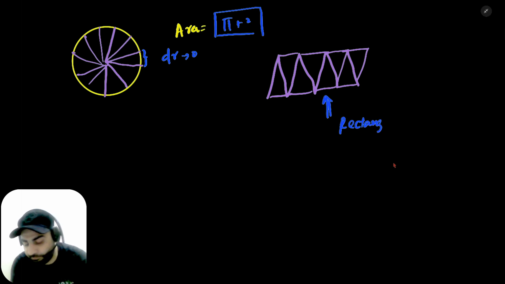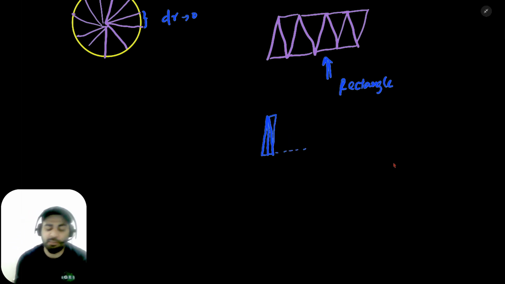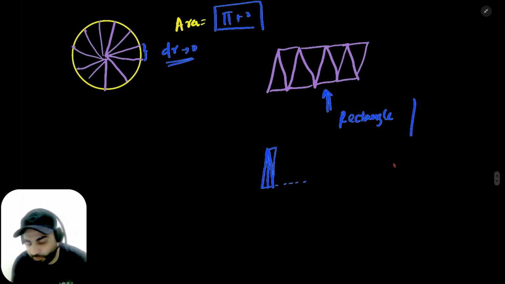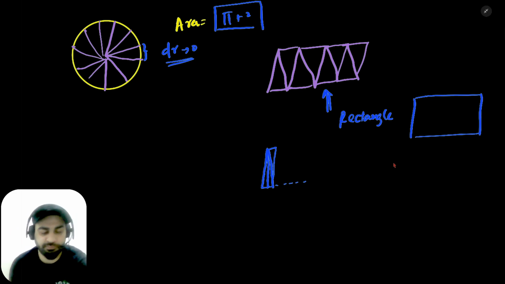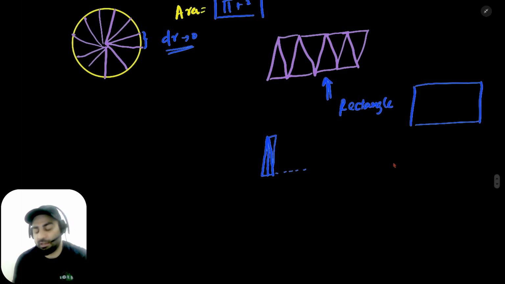rectangle. So how many of you agree on this point? The more these slices become thin, for example, if I made it really thin, it'll be like this, something like this. And you will see the more this dr approaches zero, this will turn out to be a rectangle like this. So do you agree on this point? Yes, sir. So this will become like a rectangle.